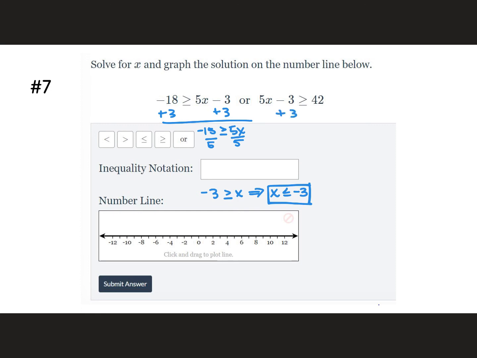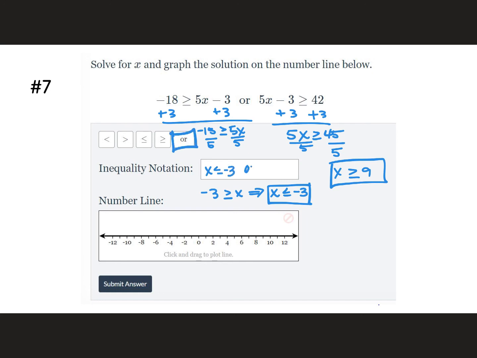Then for the second one, adding 3 to both sides, 5x is greater than or equal to 45. Divide by 5. x is greater than or equal to 9. So we'll have x is less than or equal to negative 3, and then you'll select the button or, x is greater than or equal to 9. So you should be able to click on the negative 3 and drag for the arrow to point. Click on 9 and drag for the arrow to point.